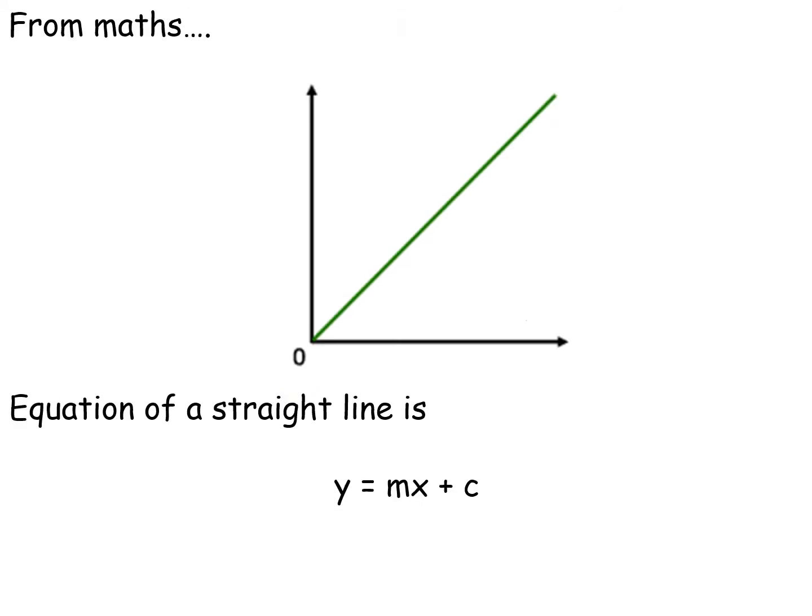So did you get that from maths? The equation of a straight line is y equals mx plus c. If you don't, hopefully you recognize this because I'm sure you've all done this in Nat 5 maths. Now you probably also know how to calculate the gradient of the straight line, which is given by m equals y2 minus y1 all over x2 minus x1.